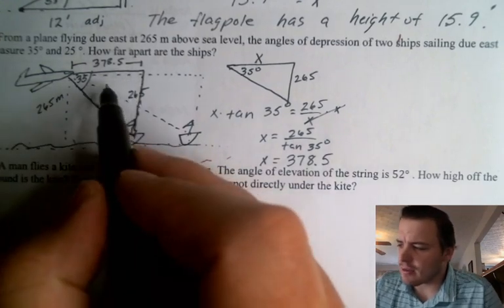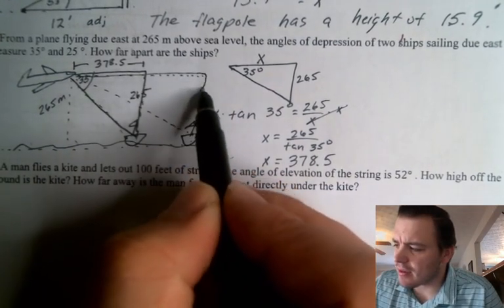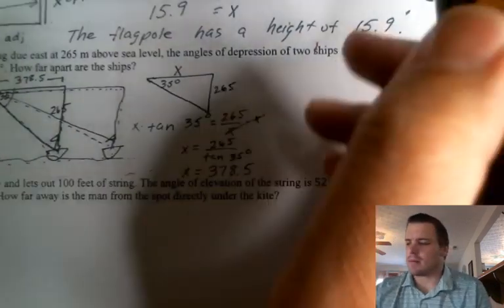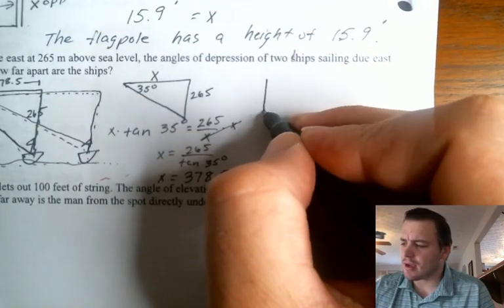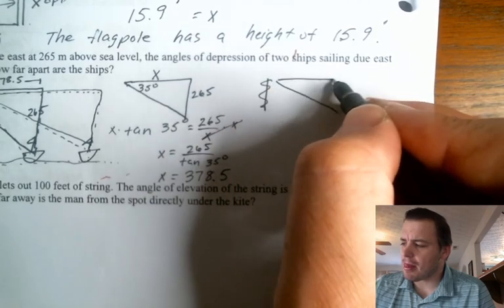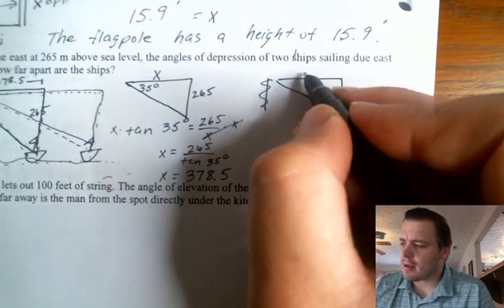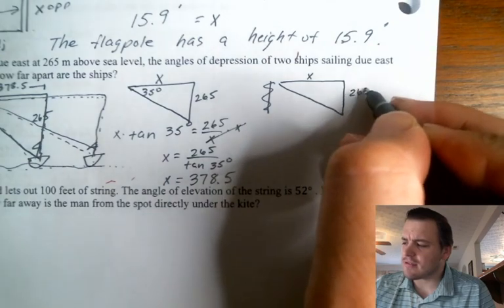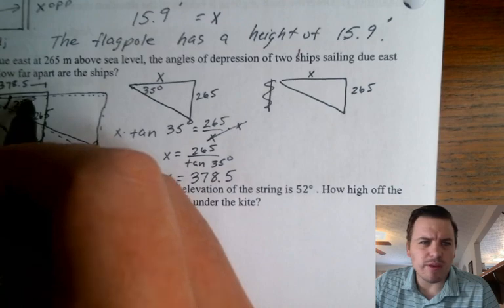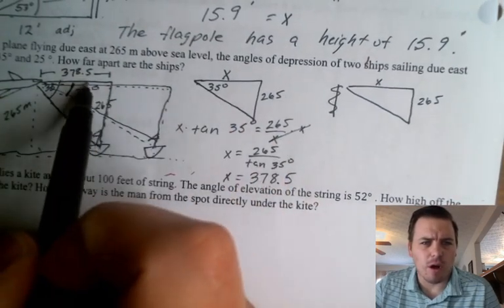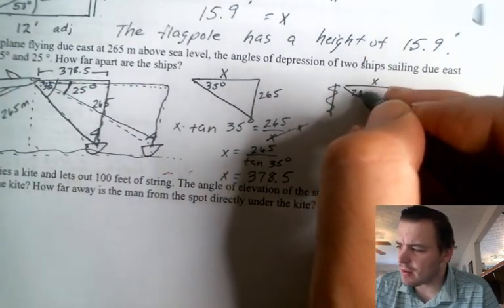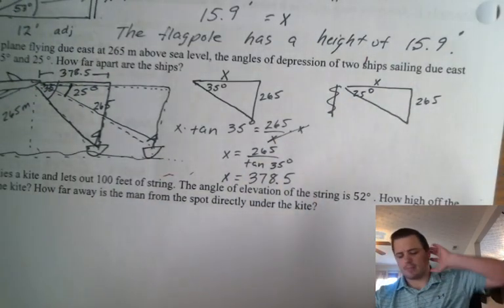Now let's work the other one. Let's work this triangle now to determine its distance. So I'm going to come over here and make another triangle. X, we know that's 265, but this time it's just from here to there, and that's a 25-degree angle. So the whole one was 35 because it's obviously the bigger angle. 25 would be that one. 25 degrees.